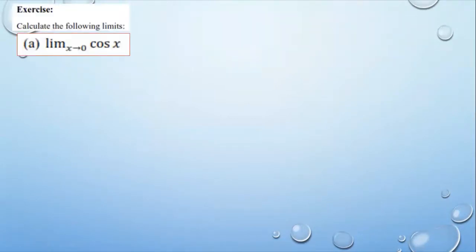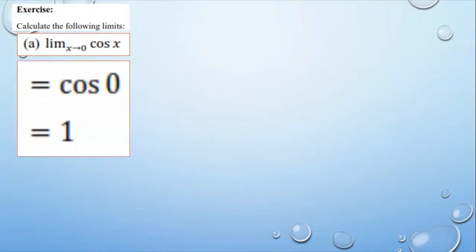So, the first one, example one, it says limit as x approaches 0 of cos of x. So, what's the first thing you have to do? The number to which x is approaching, you just substitute that number and check what is the answer, right? If you're getting an answer which is not 0/0, then that means that is the limit, right? Or if you are getting an answer that is undefined, that means the limit does not exist, right?